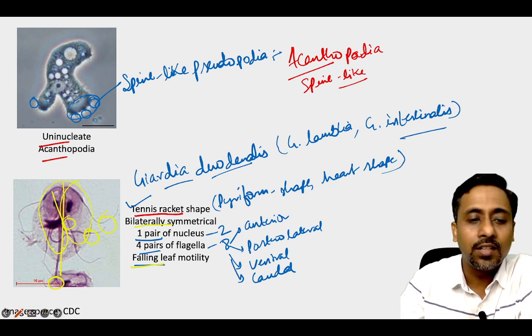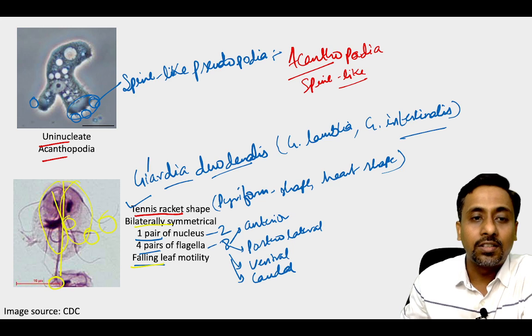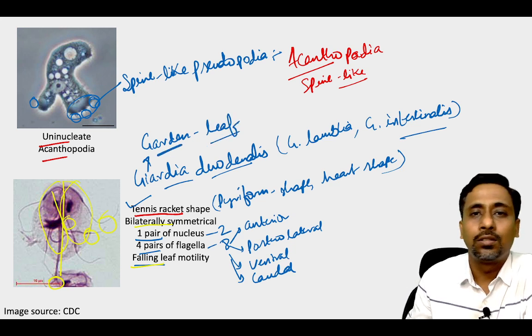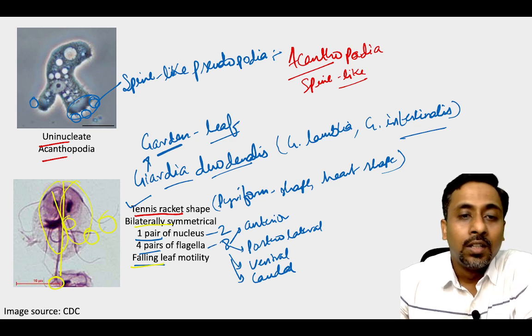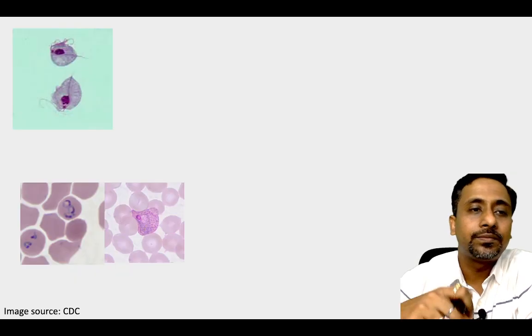How to remember this? A small trick you can use. Giardia sounds like garden, and in a garden we can see leaf. So falling leaf motility in case of Giardia. If you want to remember this, you can remember it like this. Okay, fine. So now let's move into the next image.